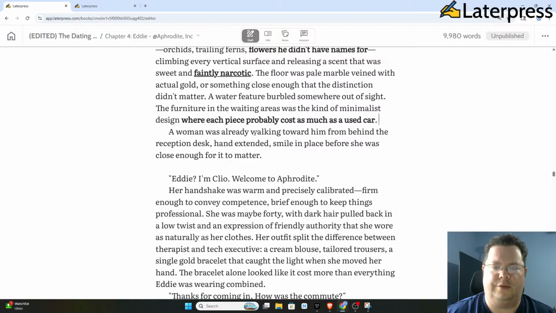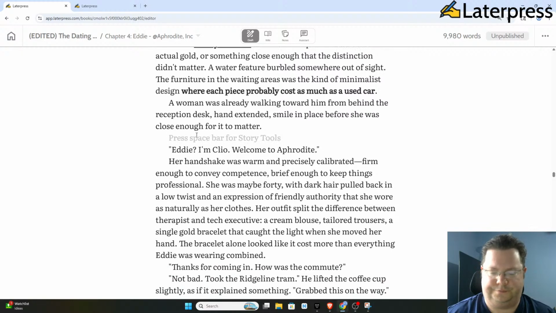A woman was already walking toward him from behind the reception desk, hand extended, smile in place, before she was close enough for it to matter.